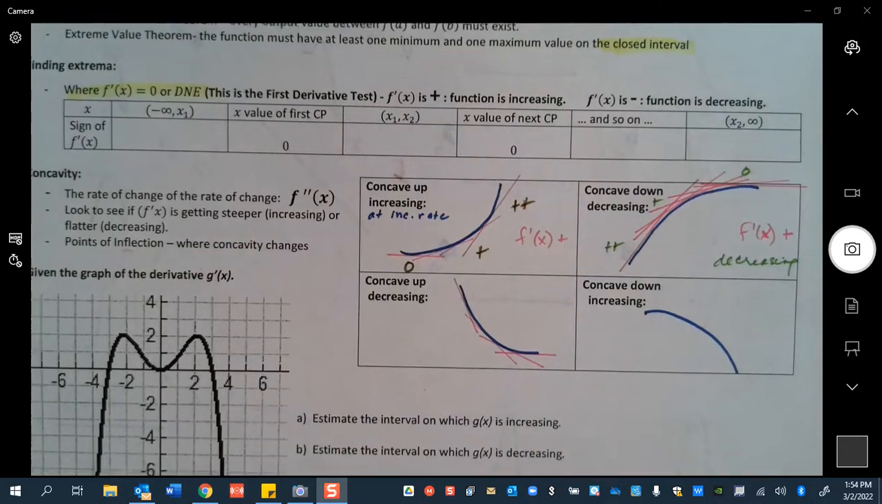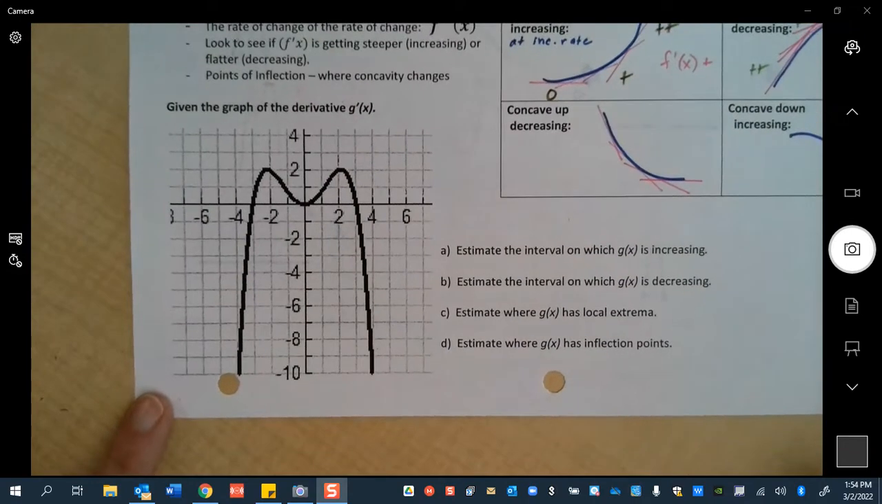All right, with your group, take a look at this graph and estimate the interval on which g of x is increasing, decreasing, where it has local extrema, and where the inflection points are. Turn and talk.